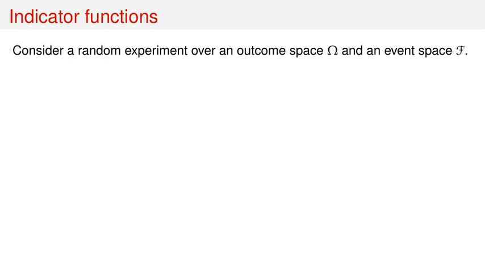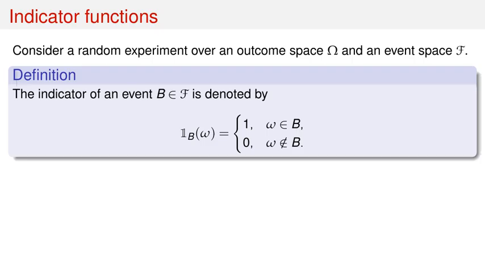Let's start with indicator functions. Consider a random experiment with an outcome space omega and an event space script F. The indicator of an event B, where B is an element of script F, is denoted by the indicator of B of omega, which is equal to 1 if the outcome omega is in B, and it equals 0 if omega is not in B.